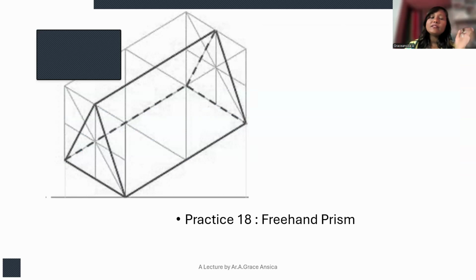Next is your freehand prism. You're going to draw the cuboid and then connect these corners towards the center of your side squares, and then connect them with the line over here. Your prism will be ready.